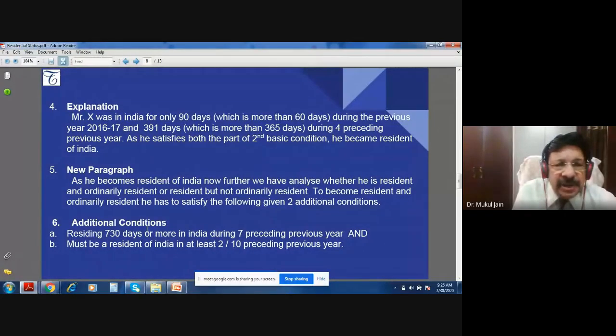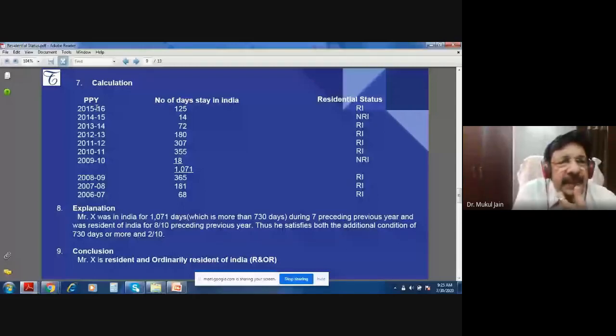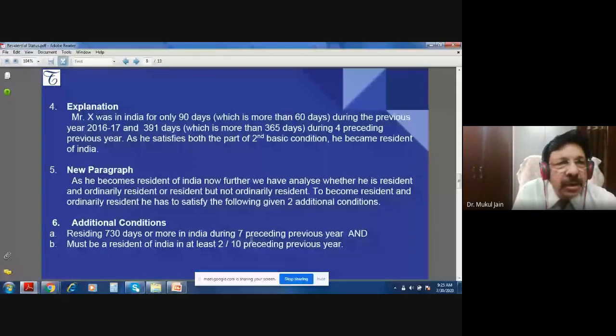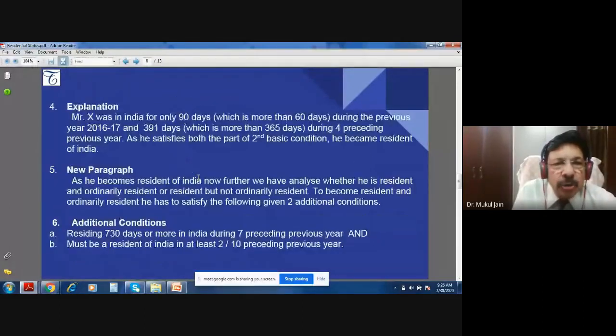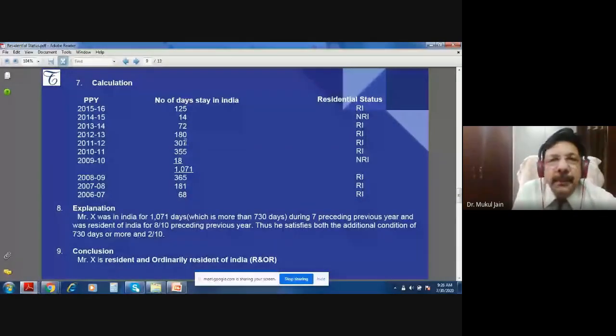The additional conditions are residing 730 days in 7 years and resident in 2 out of 10 previous years. So from the question we have picked up that 16-17 was the immediate previous year. So 7 preceding years: 1, 2, 3, 4, 5, 6, 7 years. So the total is 1071, which is more than 730 days. And out of these 10 years, he satisfied 125 days, so he's resident.